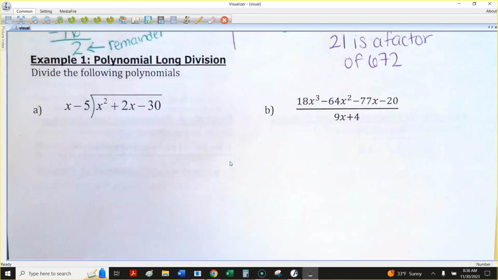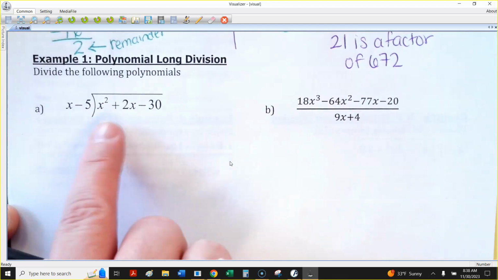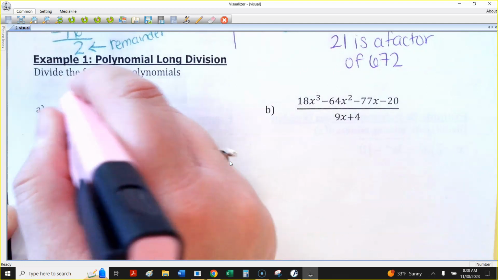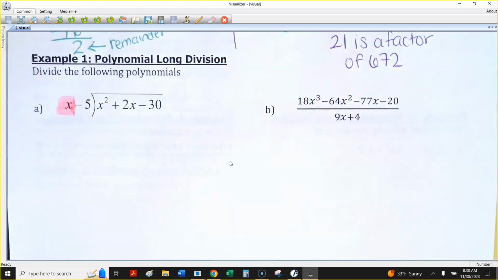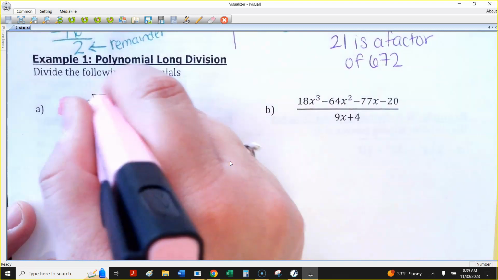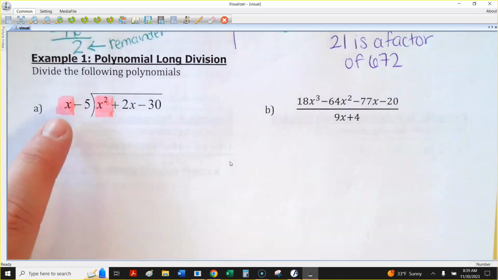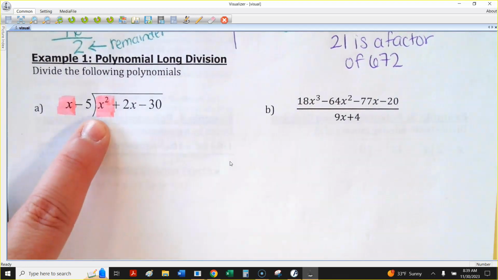Okay, so I'm going to divide x minus 5 into this polynomial x squared plus 2x minus 30. What you want to look at here, and I'm just going to use my highlighter to focus, is the first term. How I'm going to write all the numbers and terms that I'm going to put on top is going to be based on that x on the outside, and then the first term under this polynomial. Okay, here's what I'm going to ask you. What would you multiply x by to turn it into x squared?